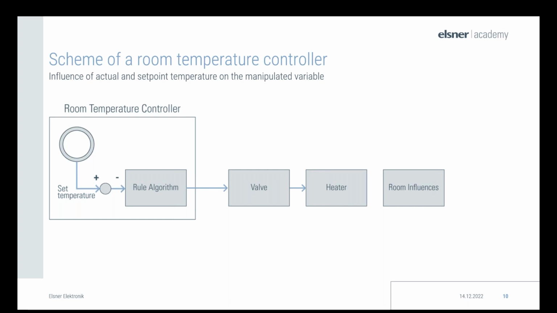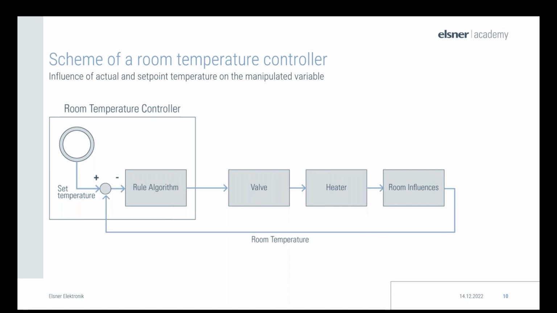Next up, the warm water then flows through the radiator, through the heating circuit, and transfers the heat to the room. The room temperature can then still be influenced if necessary. So the room controller records the temperature again, and thus a control loop is created. This is the loop we just discussed, displayed here.